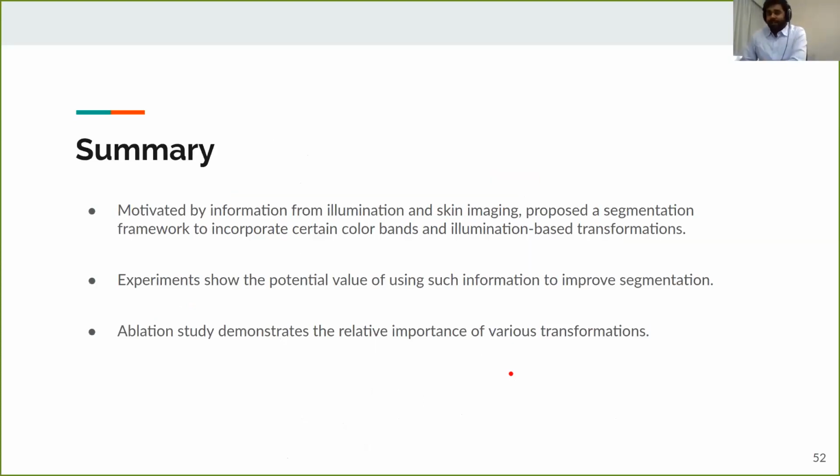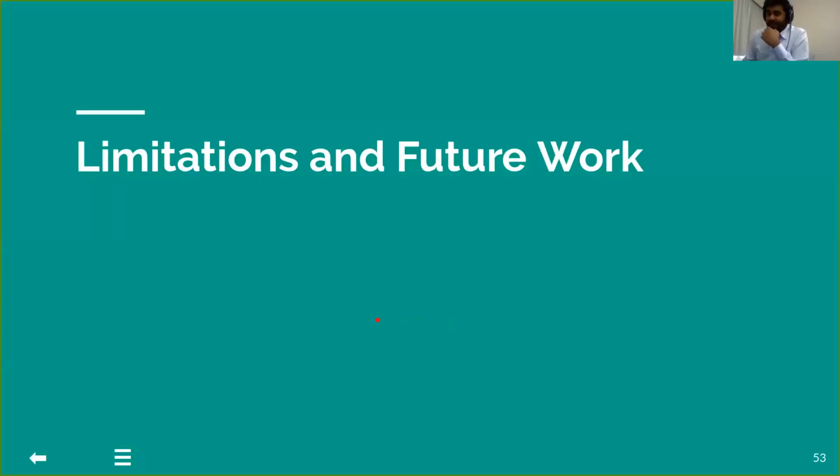To summarize, in this work, we incorporated information from illumination and color imaging in a deep learning based segmentation model. And we showed that including this information improves the segmentation performance. And our experiments show the relative value of each of these transformations in improving the segmentation performance. Here are some limitations of our work.